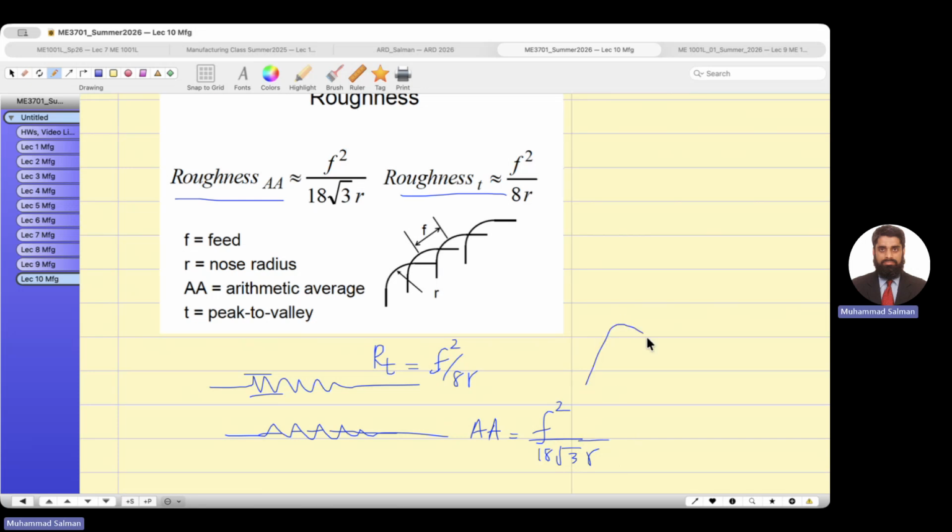R is the nose radius. Every tool has a nose radius, and the arithmetic average is the difference from peak to valley. Okay, we have finished the machining slides. I'm going to share with you the homeworks we have done.